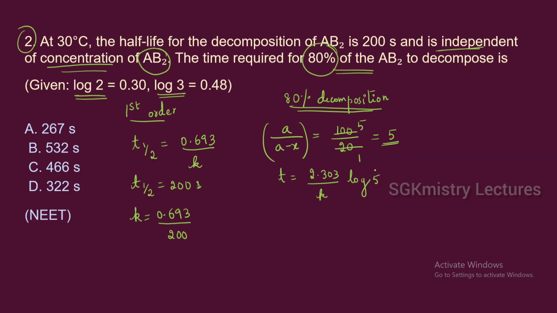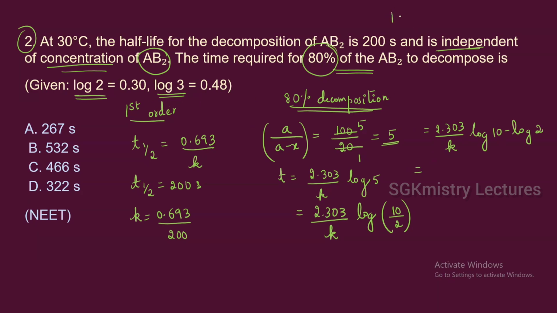So now we have got log 5. Log 5 can also be written as log 10 by 2, which is nothing but log 10 minus log 2. So I have 2.303 by K times (log 10 minus log 2). Log 2 is 0.30 and log 10 is 1, so I have the value as 0.70. So this value will be 0.70.